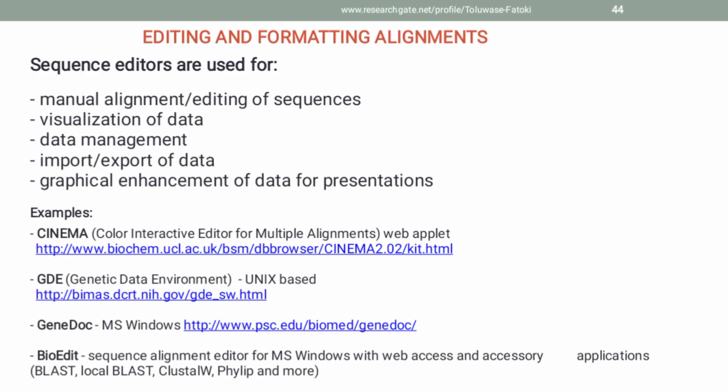There are some examples of tools that you can use to edit your alignment. We have CINEMA, we have GDE, we have GeneDoc, and we have BioEdit. With BioEdit, you have access to the software itself, and it can also link you up with online applications. When you have edited your sequence, from your BioEdit software interface you can send it to BLAST online when you connect to the internet, then you generate your results and continue with your work.